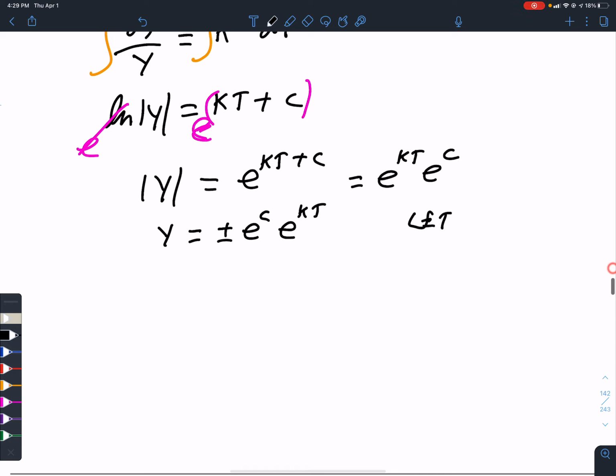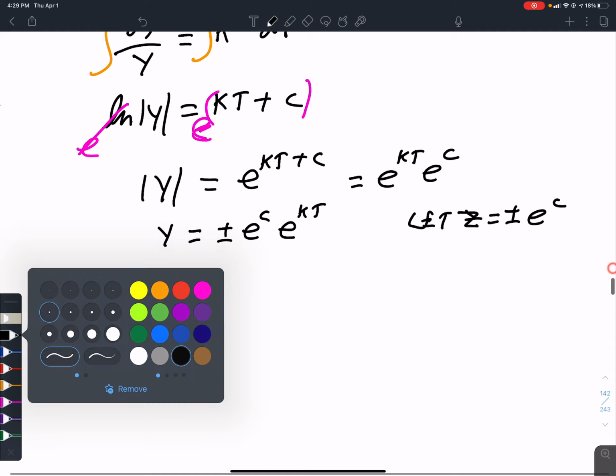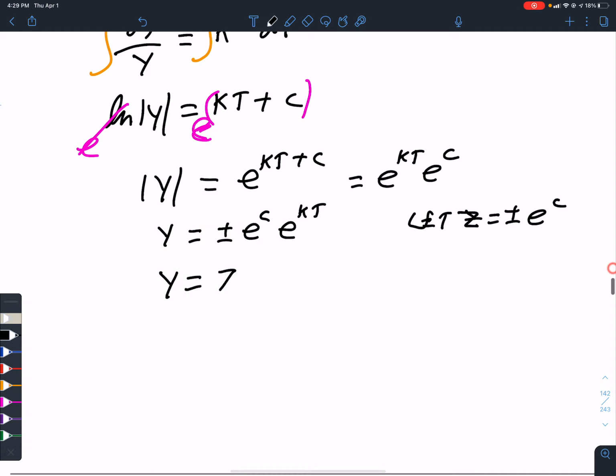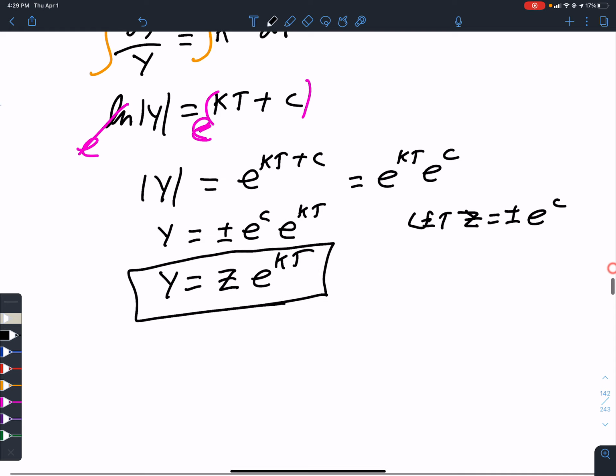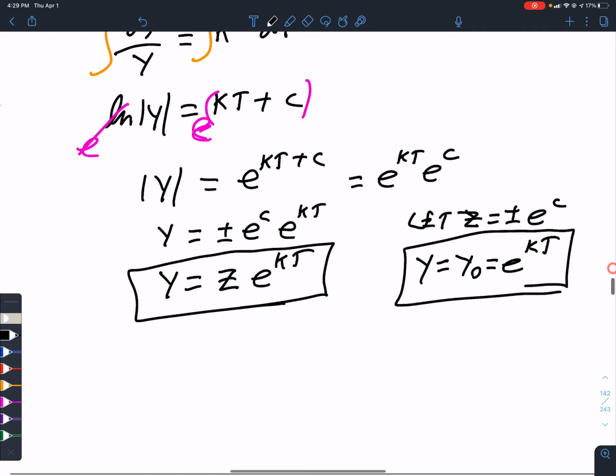Now, I can't use k. I'm going to do z equal plus or minus e to the c. And what that does for us, I get z e to the kt. Now, this is the exponential growth formula. You might recognize it from biology or chemistry, and it's usually in a form like this. Exponential growth. This is your starting amount. This is your ending amount after time t, and k is some constant.